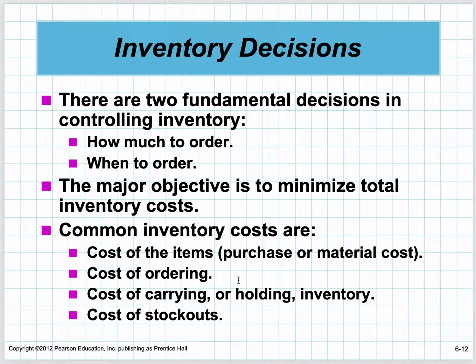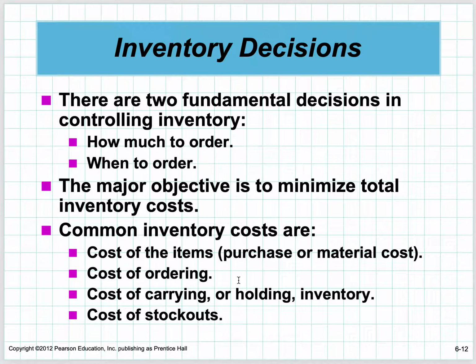The major objective is to minimize total inventory cost. What are the costs? The cost of the items. So it costs you a certain amount to purchase materials that are coming into your factory, raw, pack and subassemblies or finished goods. So you negotiate that ahead of time. And it really is not going to play a large part in what we do unless they have volume discounts, which we'll talk about later.